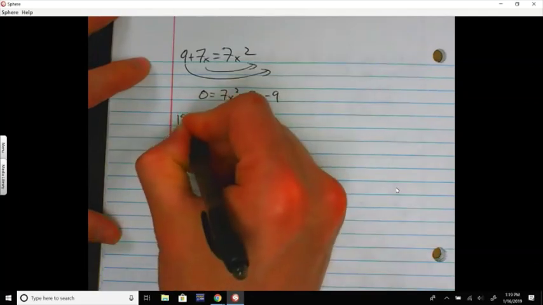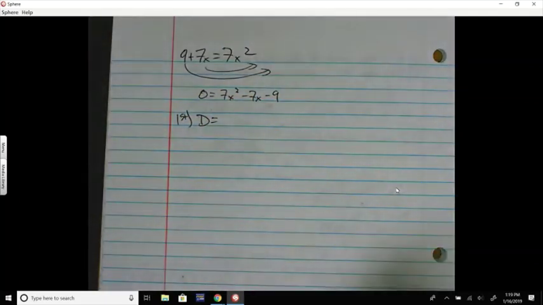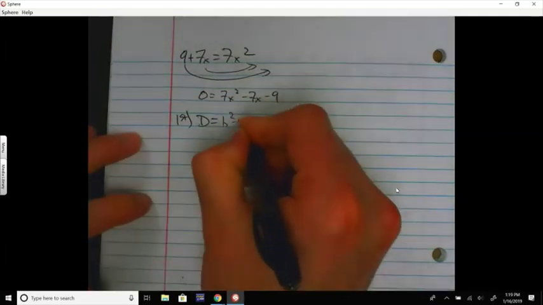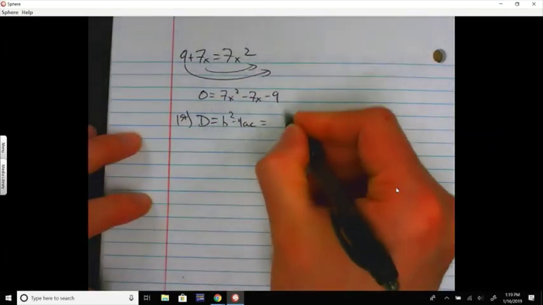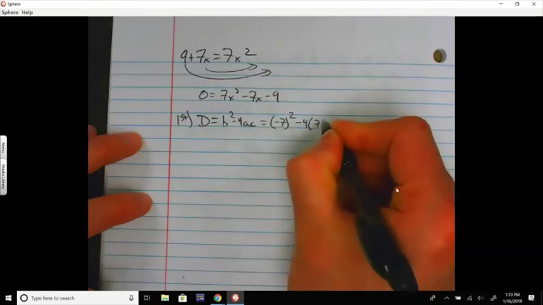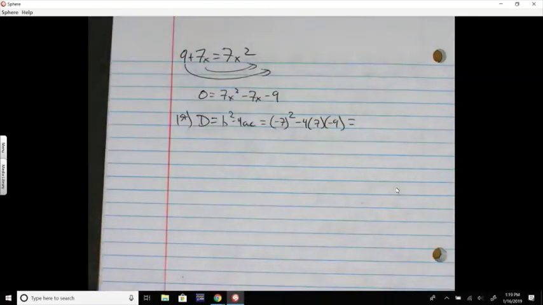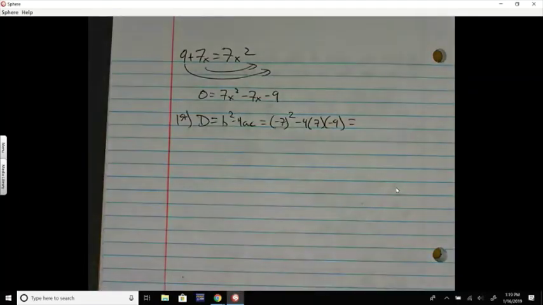So first thing, what's your D? It would be 49 minus 28 times 9. And a negative times a negative, it'll be a positive. Here, it's 252. 252 plus 49 equals 301.